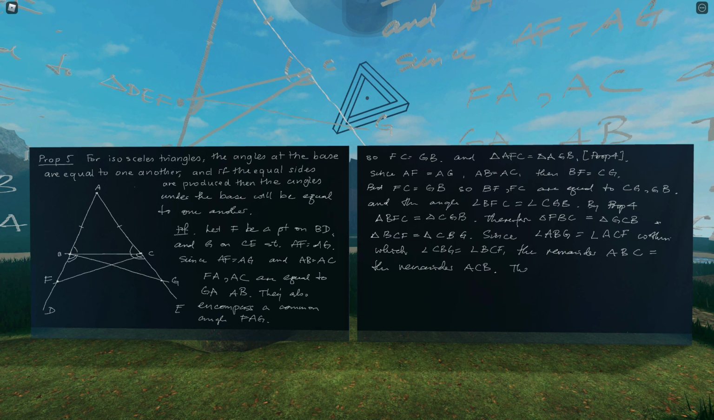So they are at the base of the triangle ABC, and FBC was shown to be equal to GCB, and they're under the base, right? So therefore, for isosceles triangles, the angles of the base, right, are equal, and the angles under the base are also equal, right? So the last sentence here is just a recapitulation of what we were trying to show earlier.